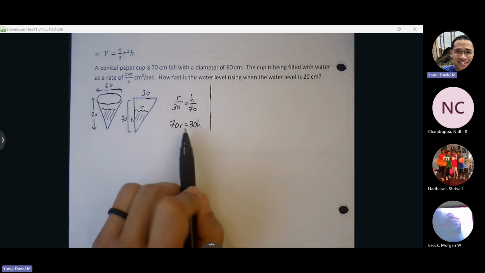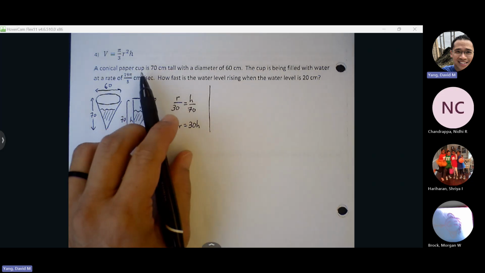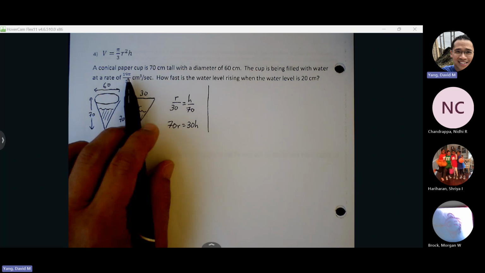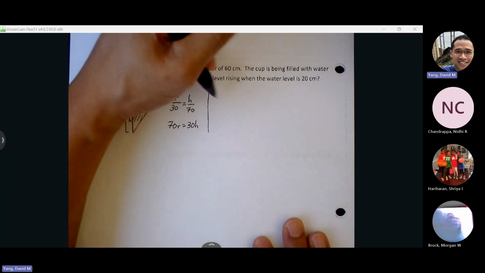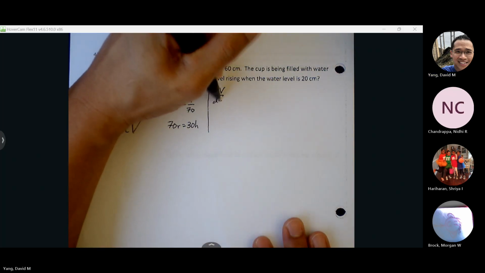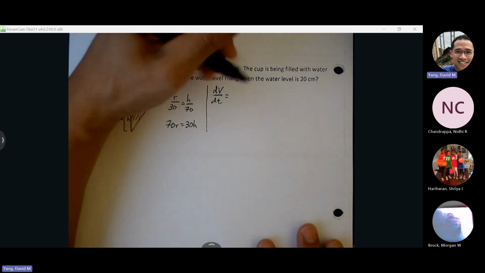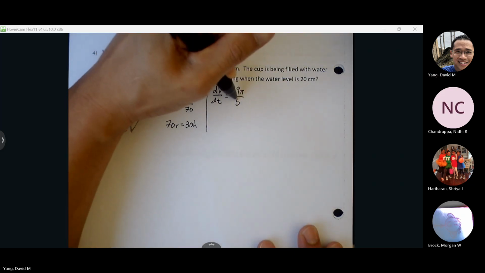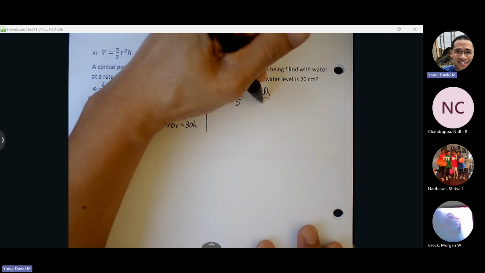Okay, that's as far as I want to go. Initially, I don't know whether to solve for R or H yet, so let me go back and look at the problem here. The cup is being filled with water at a rate of 19 pi over 5 cubic centimeters per second. Cubic centimeters indicates we're talking about volume per second, so we know it's time related. This must be dV/dt. The cup is being filled, so our volume is increasing, so it's a positive rate. How fast is the water level rising? So we're looking for dH/dt.